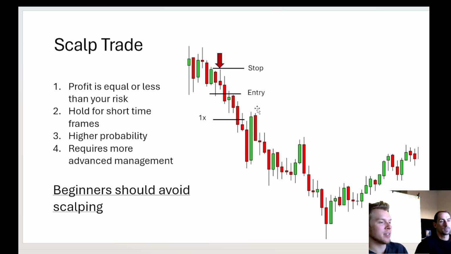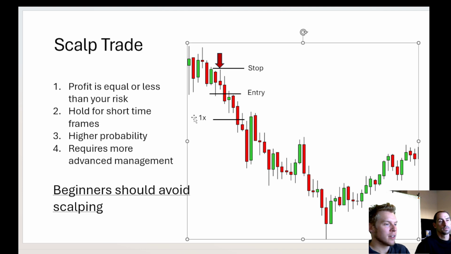So what you gain out of this is high probability. Your odds of making profit here are higher than if you put your profit down here. So you're more likely to make profit, but your profit's going to be smaller. One of the reasons beginners should avoid doing it is because it requires more experienced management. So if the trade's going against you, you need to do more work to be able to manage it correctly.